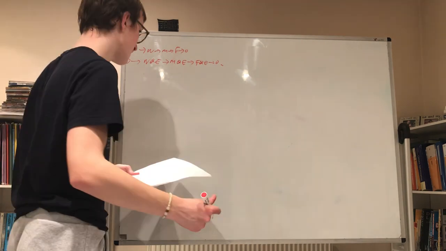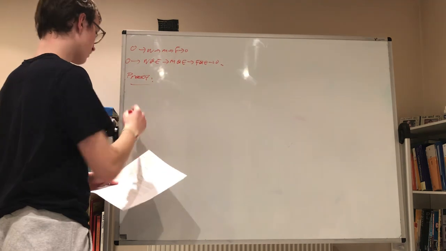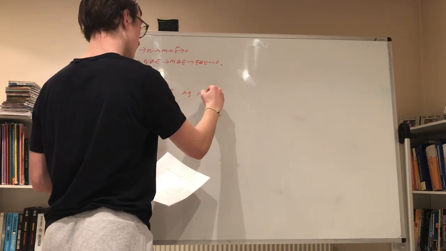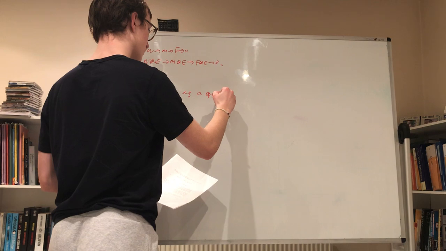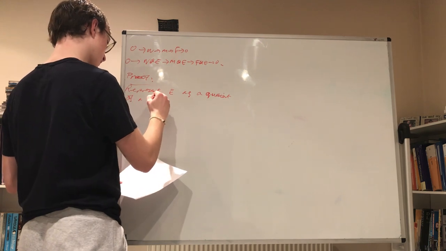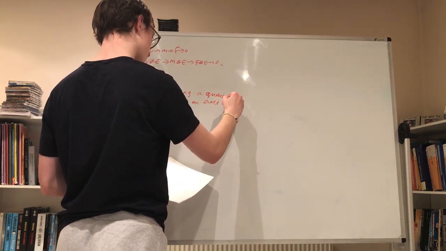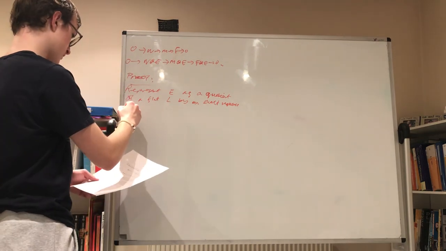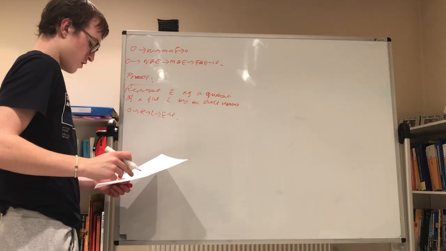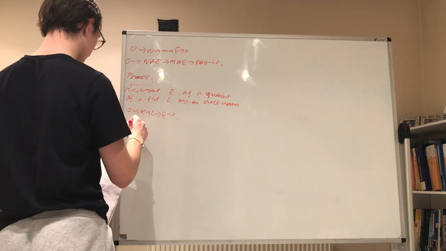So firstly, represent E as a quotient of a flat L by an exact sequence zero to K to L to E to zero. So since F is flat, we can tensor this by F and get another exact sequence.